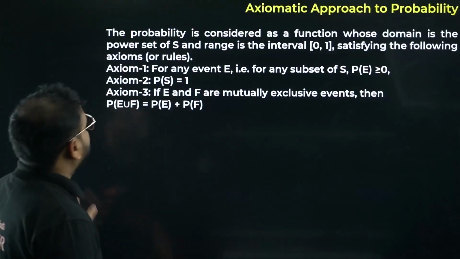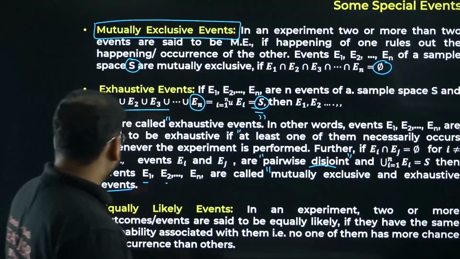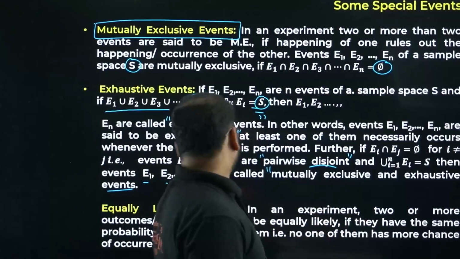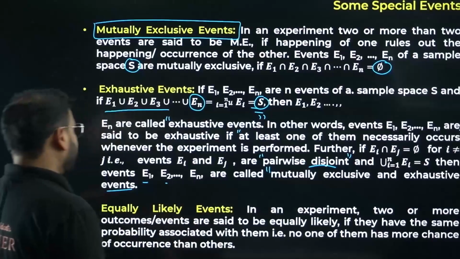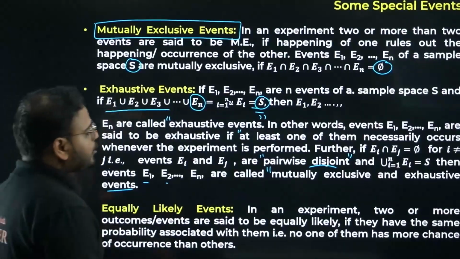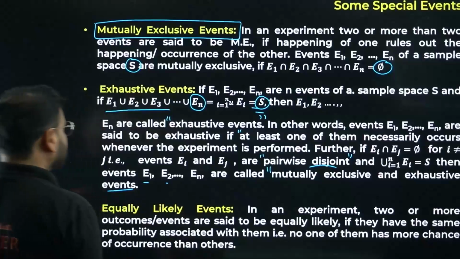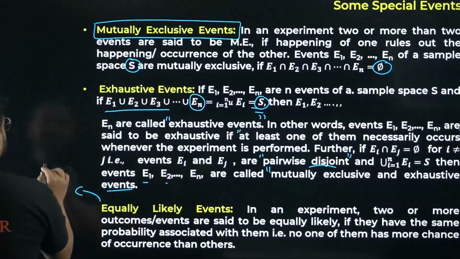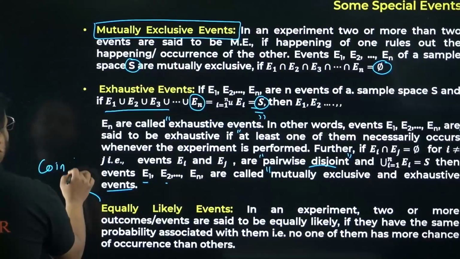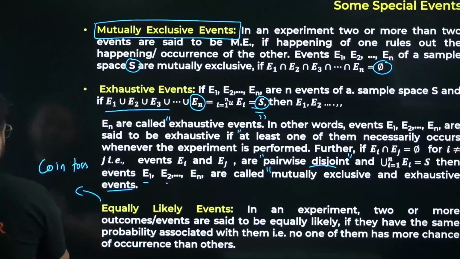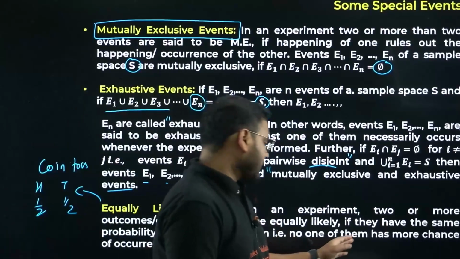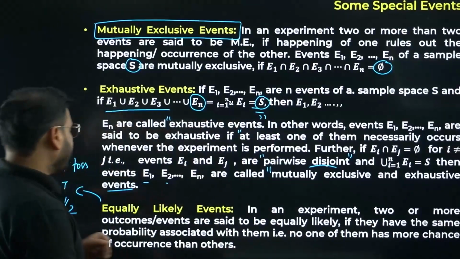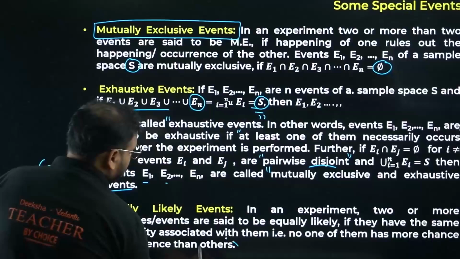Please check. So in an experiment, 2 or more outcomes or events are said to be equally likely if they have the same probability associated with them. No one of them has more chances of occurrence than the others. Right? Coin toss. Think about it. Head will have half a chance, tails will have half a chance, right? None of them has more chance of occurrence than the other.